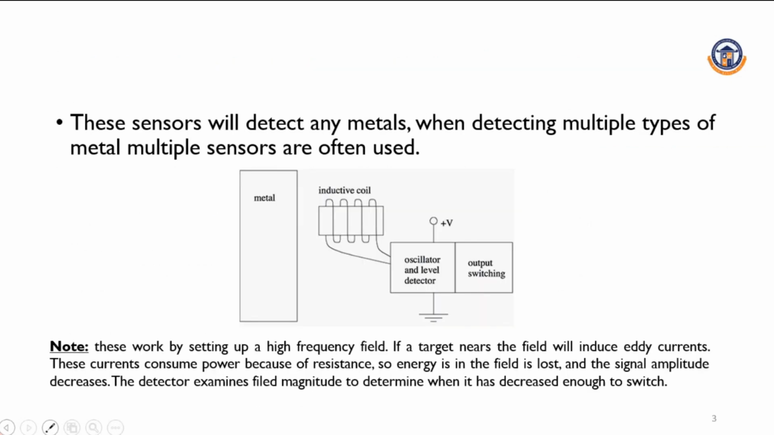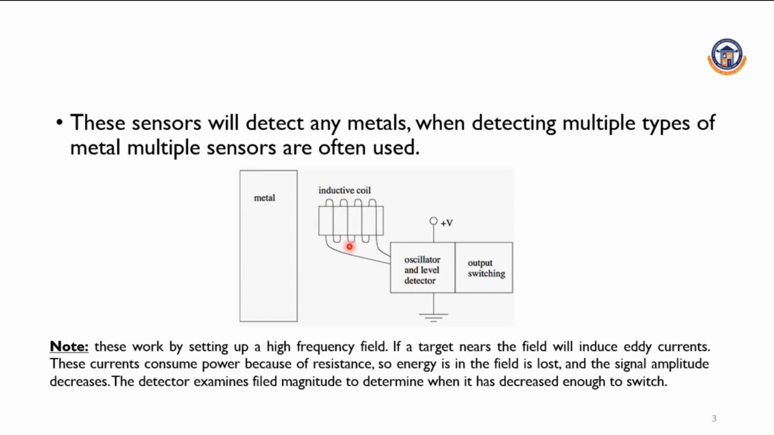Suppose we need to measure multiple metals, we will go with multiple sensors. You can see here a metal is placed near an inductive coil. That inductive coil is connected with an oscillator and level detector, which is connected with output switching. This oscillator is mainly used for producing a high frequency magnetic field with the help of this inductance coil. This inductive coil focuses the magnetic field towards the metal, and the metal in turn induces eddy current. That eddy current makes a magnetic flux which is opposite to the flux produced by this inductive coil.